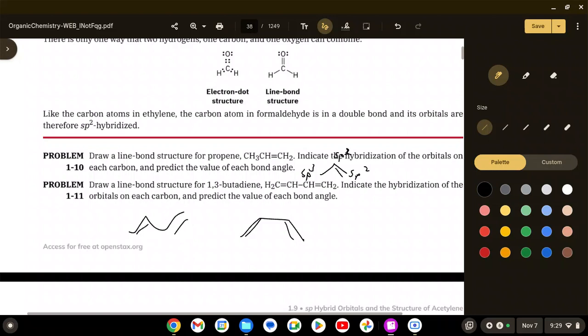And indicate the hybridization of the orbitals on each carbon. So it's going to be sp2, sp2, sp2, sp2. Oh, okay. That's probably why. I never thought of it that way. So this is a conjugated diene, meaning there are actual resonance structures for this.